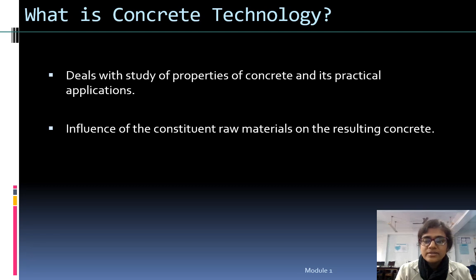Also, what we will be studying is, as we can see, concrete is a material which is made of so many components. So their influence, the type of the raw materials being used, and also their sources and their quality will influence the overall resulting concrete. So their influence and their characteristics, their study is also very much part of concrete technology.